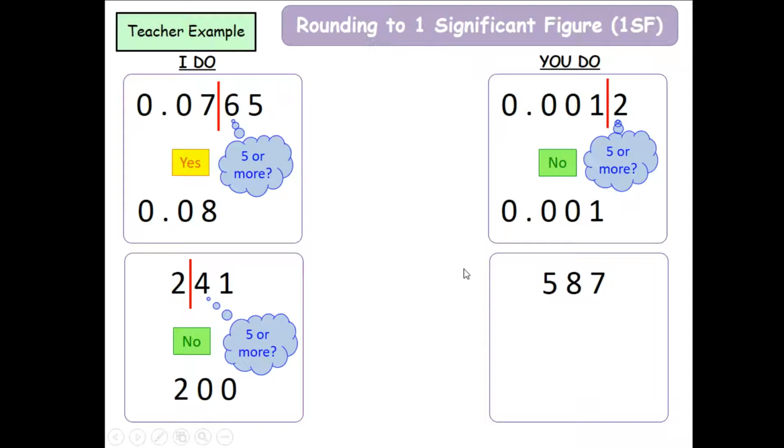Okay, next question now. And remember guys, you need to start from the left. My first significant figure on this one is 5. So now I draw my line between the 5 and the 8. Now is 8 5 or more? Yes. So now I need to round up. My 5 rounds up to 6 and everything else turns into a 0. So my answer is 600.